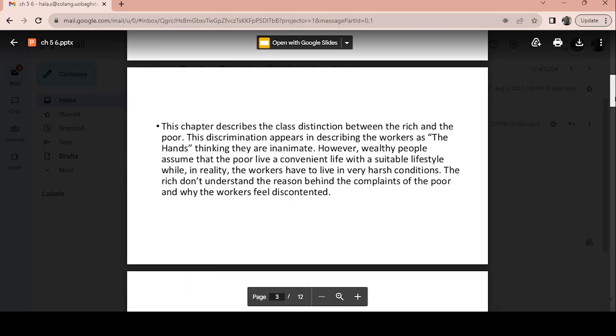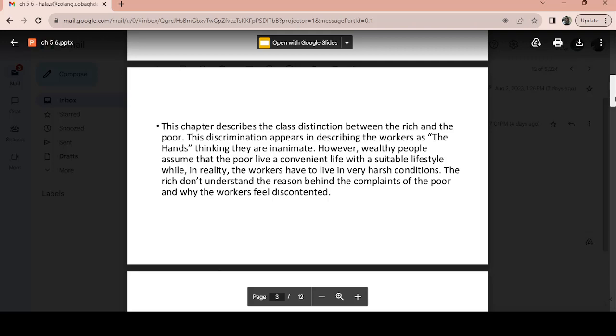So this chapter describes the class distinction between the rich and the poor. The discrimination appears in describing the workers as the hands. The workers are not described as human beings, but by what they do with their hands. So any worker in a factory will be called a hand, as if they are inanimate.